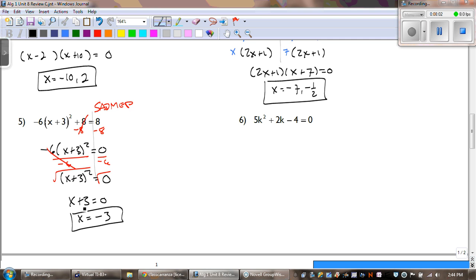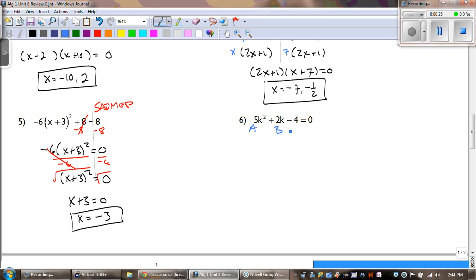All right, number 6. Is there a GCF? Nope. And then the next part would be multiply, and we're looking for numbers that multiply to get to negative 20 and add to get to 2. There's nothing, which means quadratic formula.